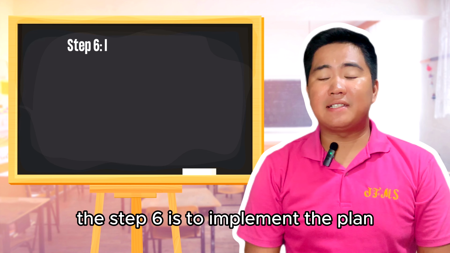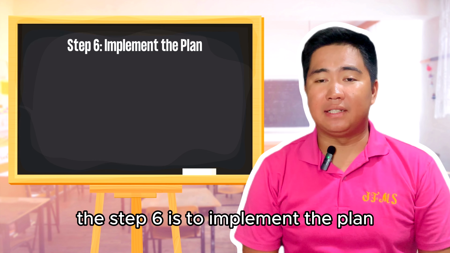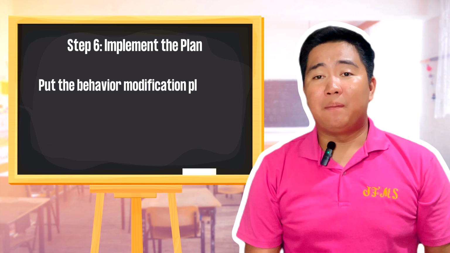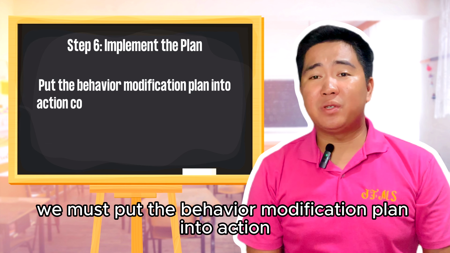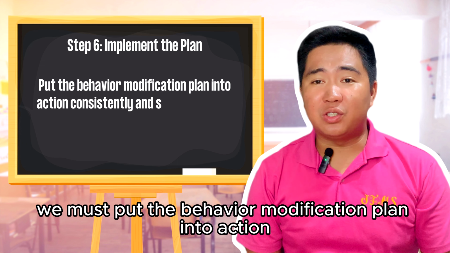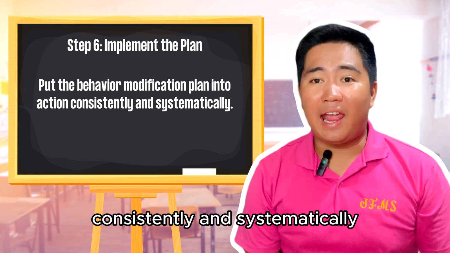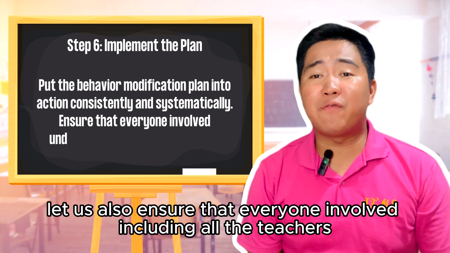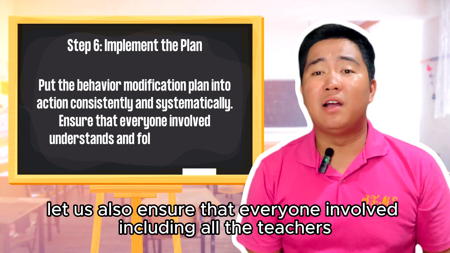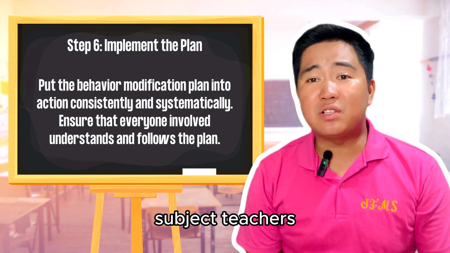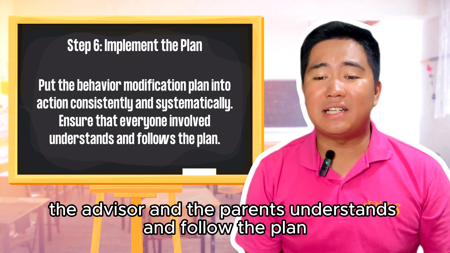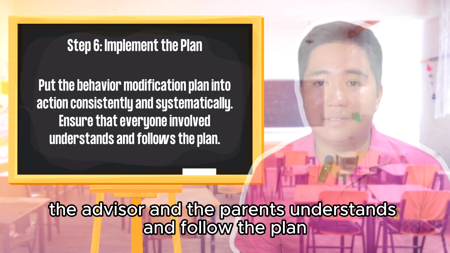Step 6 is to implement the plan. It is very important that after the plan has been made, we must put the behavior modification plan into action consistently and systematically. Let us also ensure that everyone involved, including all the teachers, subject teachers, the advisor, and the parents, understands and follows the plan.